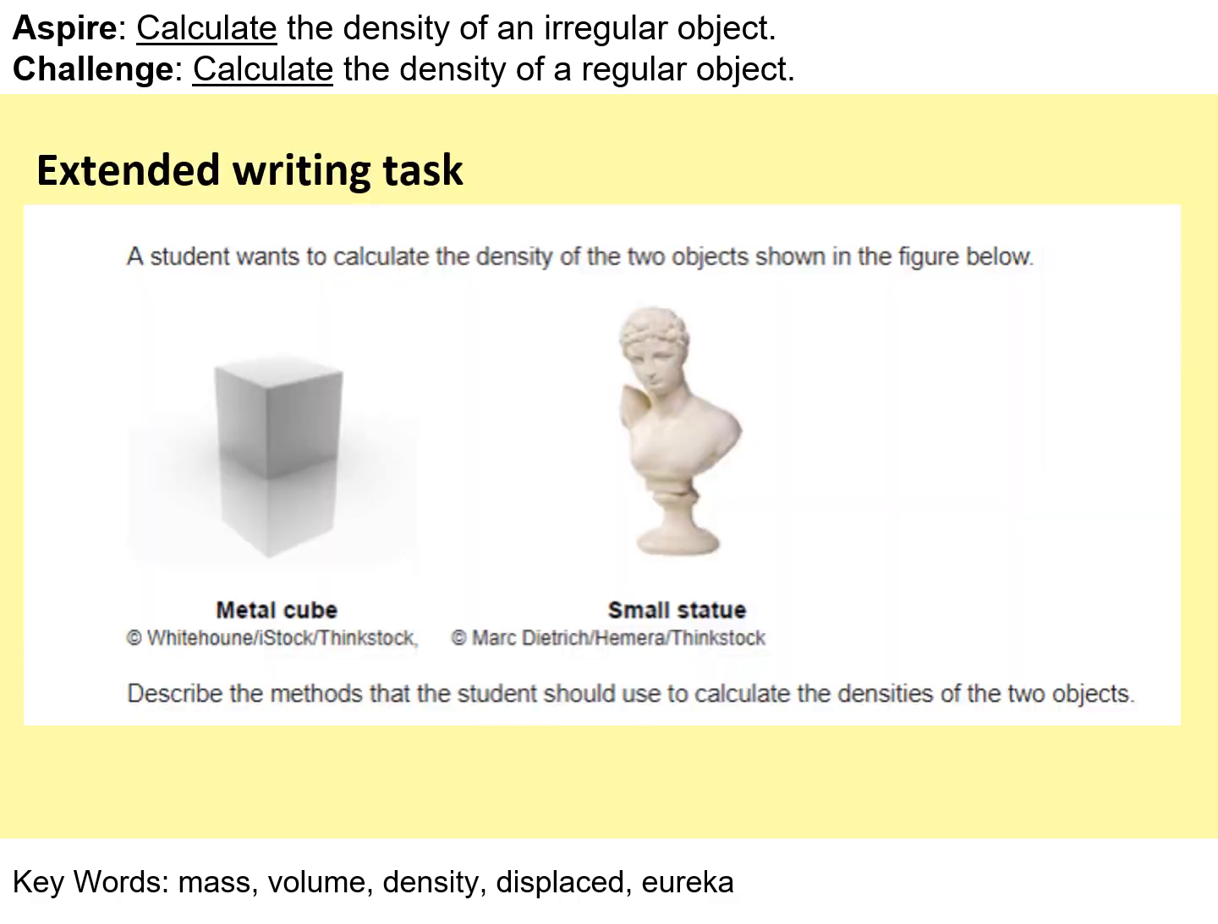So a student wants to calculate the density of these two objects. Describe the methods the student should use to find the density of these two objects. So you've got a metal cube, okay, and then you've got a small statue. One of them is obviously a regular shape, the cube, and the statue is an irregular shape.